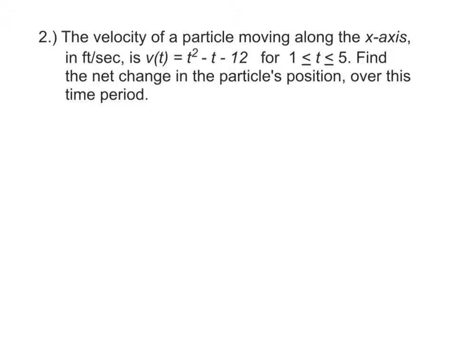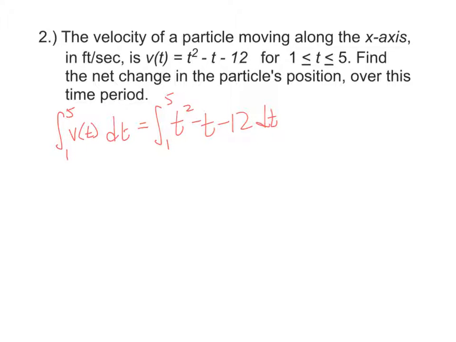Now let's take a closer look at the particle problem. The velocity of a particle moving along the x-axis in feet per second is given by v of t equals t squared minus t minus 12 for time going from 1 to 5 seconds. Find the net change in the particle's position over this time period. So what we're asked to do is really just to find the distance when we're given a velocity. So we know that to find distance, we would just take the integral of velocity with respect to time. And our time is going to change from 1 second to 5 seconds. So we're going to find the integral from 1 to 5 of t squared minus t minus 12 dt.